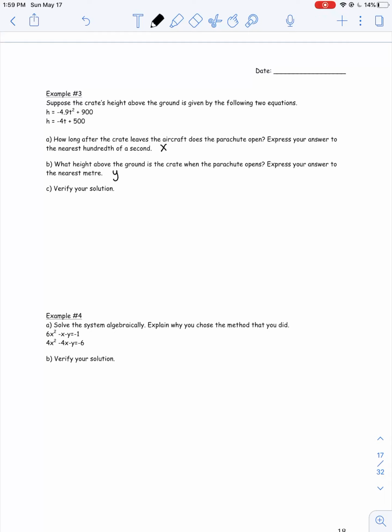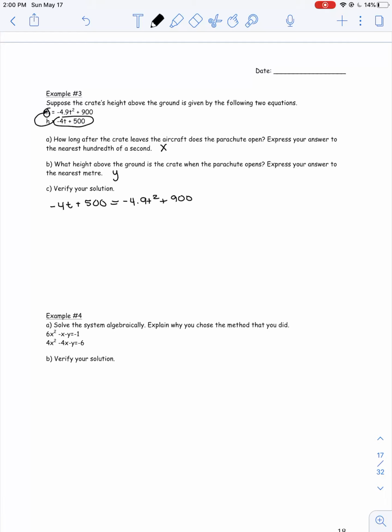So we're going to do this algebraically by setting one equation equal to the other, because what we can do is take this h value and plug it into this h value. So it's going to look like this. The linear one, negative 4t plus 500, is equal to the quadratic one because they're both equal to h.